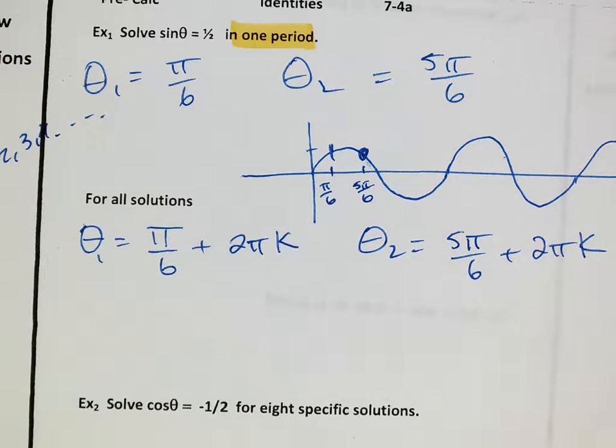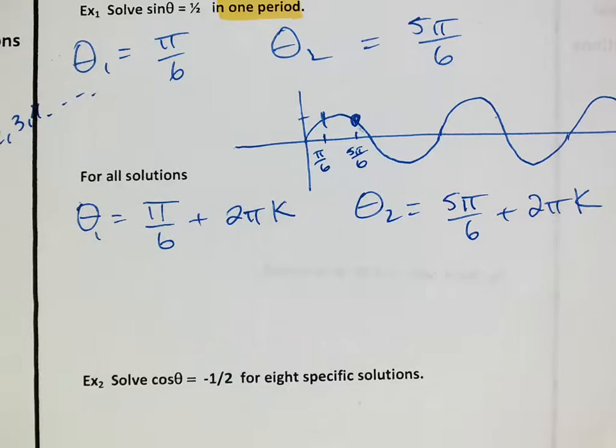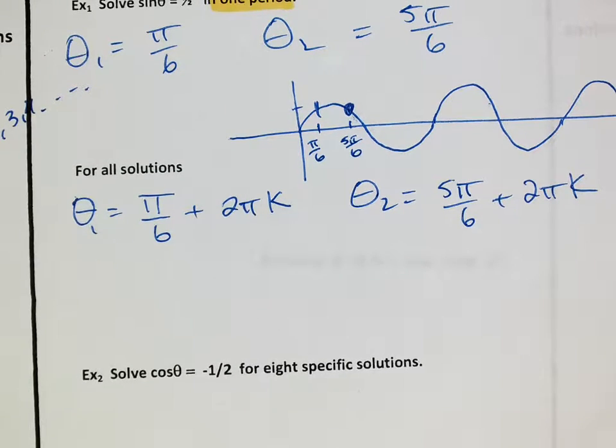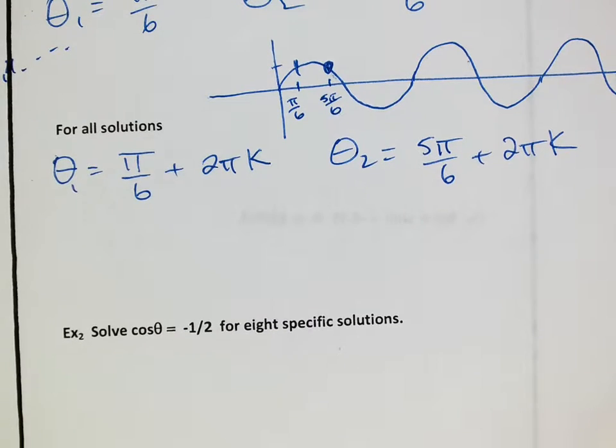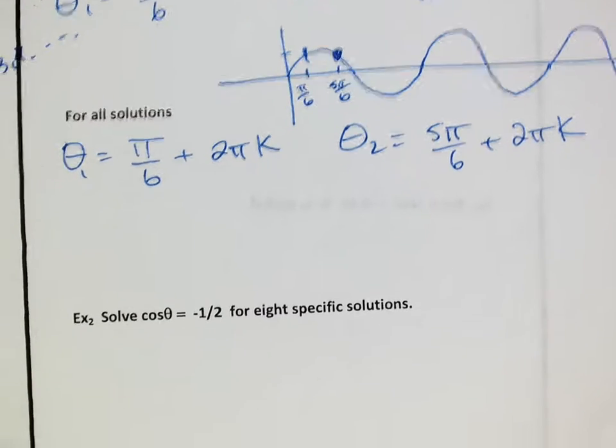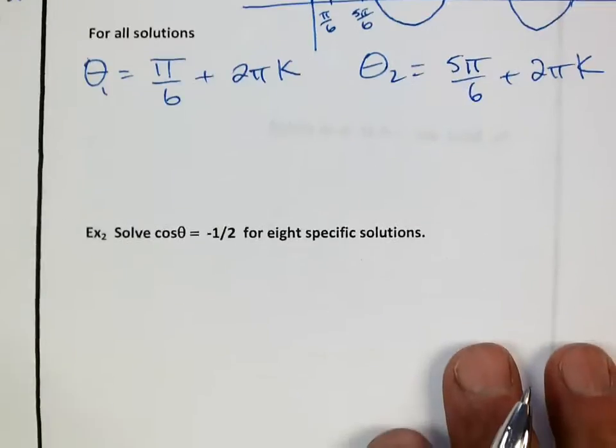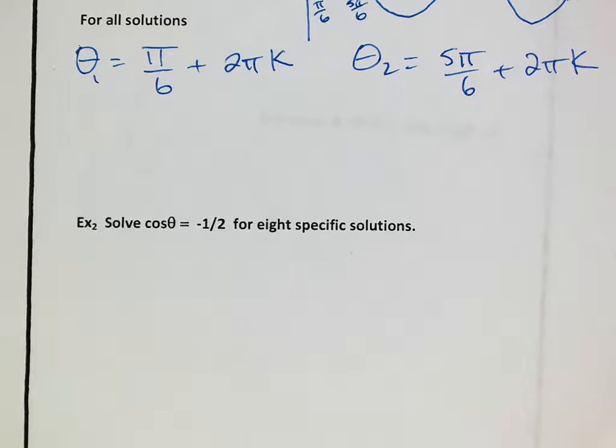Example 2. Okay. Now it wants 8 specific solutions. Well, we can do that. That's not bad. So cosine of theta equals negative 1/2. Okay, so if it's on the unit circle, it's easy, right? So let's see. Cosine of negative 1/2. Let's figure out what that is. Negative 1/2, cosine, where do you find it?